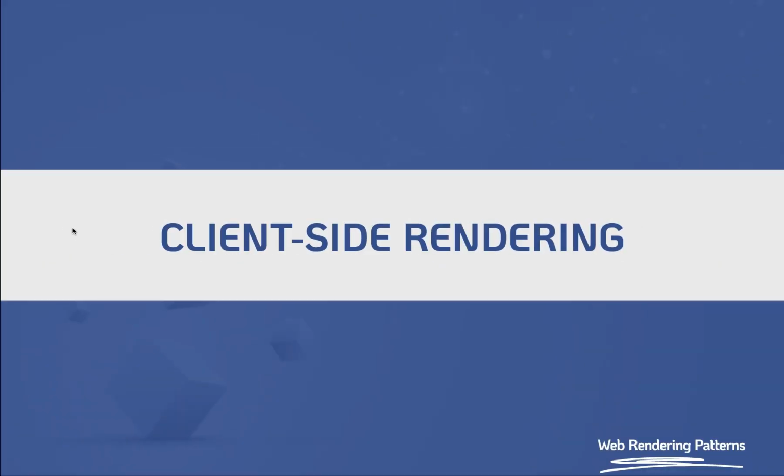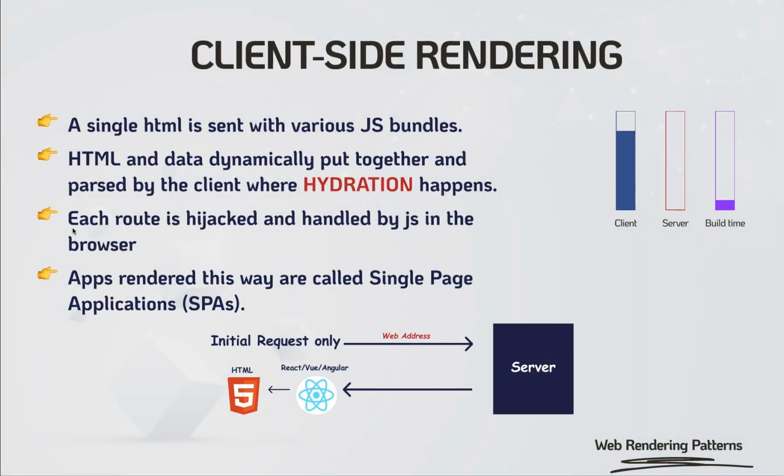Now, here is how client-side rendering, or CSR, works. A single HTML file is sent to the browser from the server with various JavaScript bundles. Now, the HTML and the data are dynamically put together and passed by the client, where hydration happens. Note the word hydration, we're going to talk about that in just a minute. Now, each route is hijacked and handled by the JS in the browser.